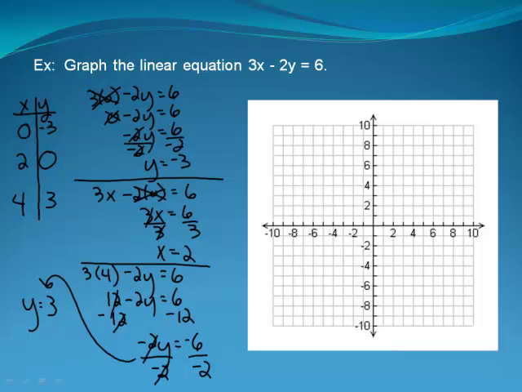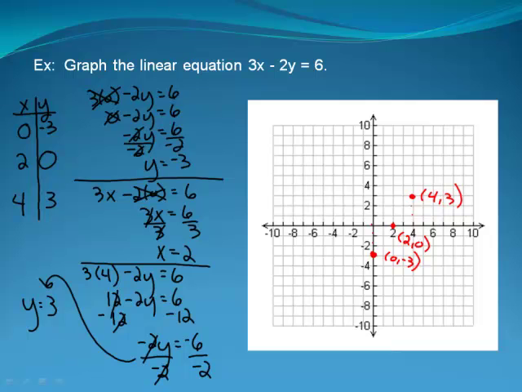Now we're going to graph those points. 0, negative 3 means 0 left or right and 3 down. So from the origin, 0 left or right, and 3 down, 1, 2, 3 would be right here. Our next point is 2 to the right and 0 up or down. So 2 to the right and 0 up or down. And our next point is 4 to the right and 3 up. So 4 to the right and 3 up. 1, 2, 3 is right here.